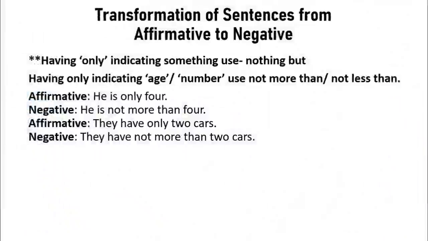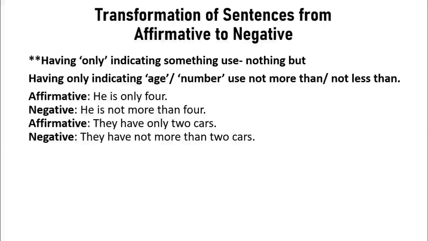Okay. So if you have only in an affirmative sentence indicating a person, then you have to use none but. If you have only in your sentence indicating age or number, the rule changes. When you have only in your affirmative sentence indicating a person, then you have to use none but.